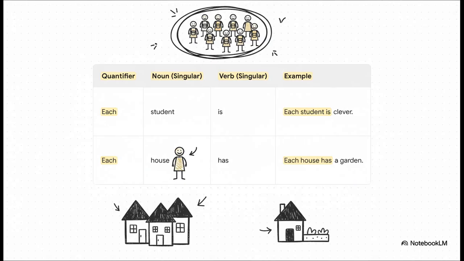Each student is clever. See that? Singular noun, student, singular verb, is. And again, each house has a garden. We're talking about one house at a time. It's a really clean, logical pattern once you see it.